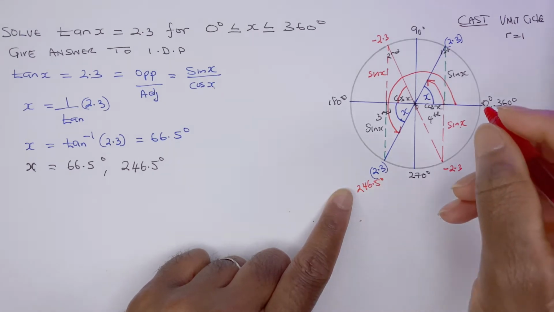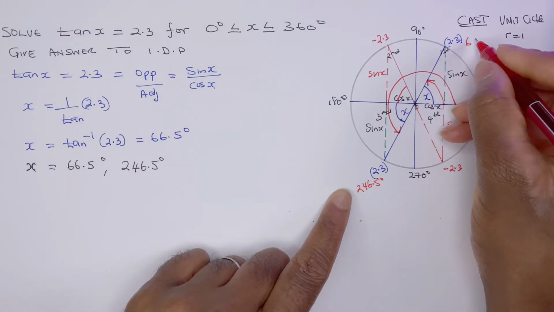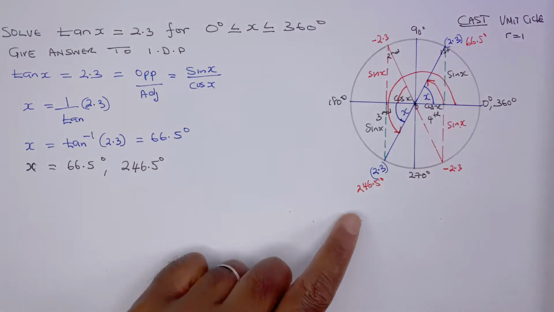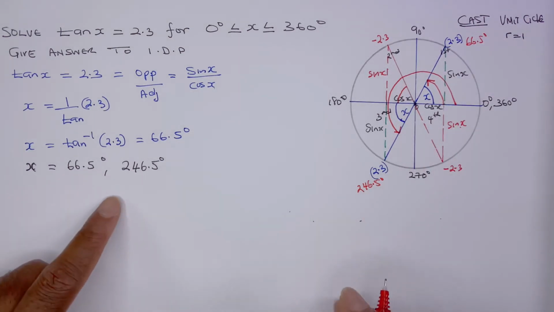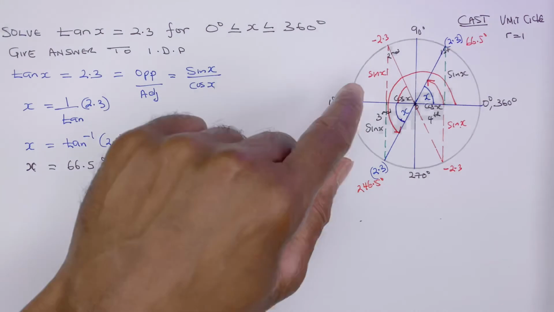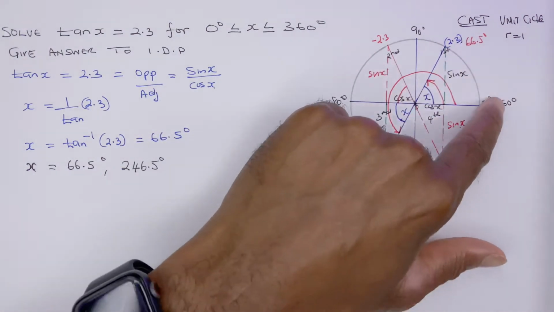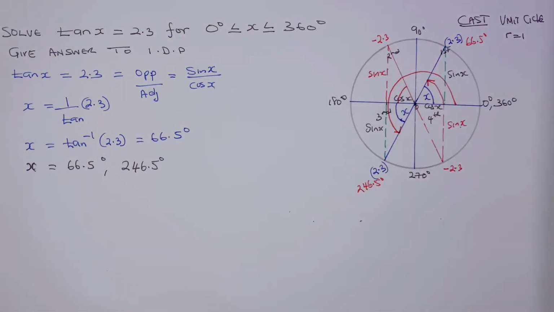So that's 66.5, that's 246.5 degrees. So those are the angles we're looking for. And we couldn't go any beyond that, then that will be over. If you go all the way there, it'll be over 360 degrees.